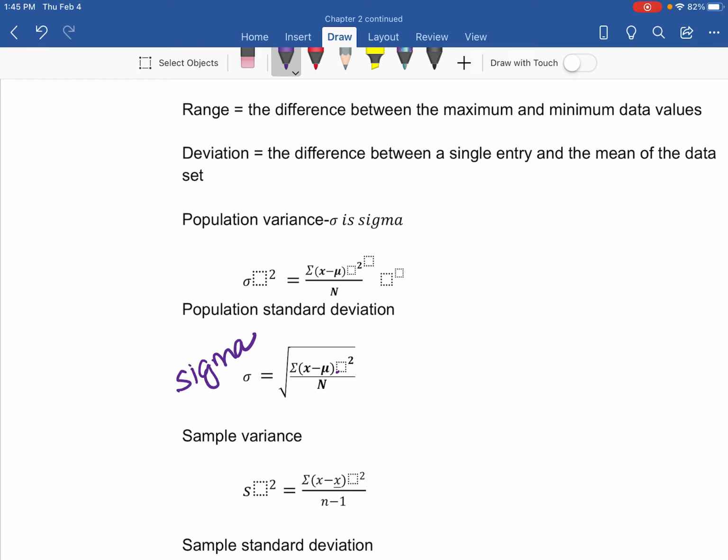Before taking the square root, that sigma squared, which is what's being calculated, is called the variance. And then if you take the square root of that value, you get the standard deviation.